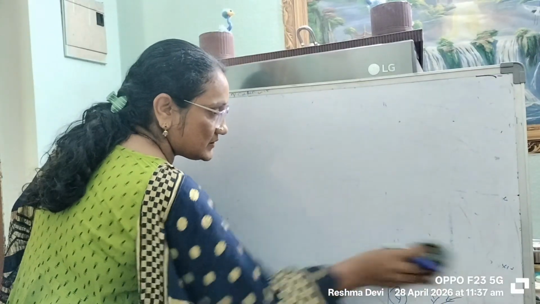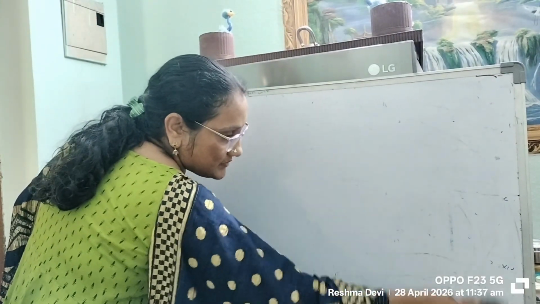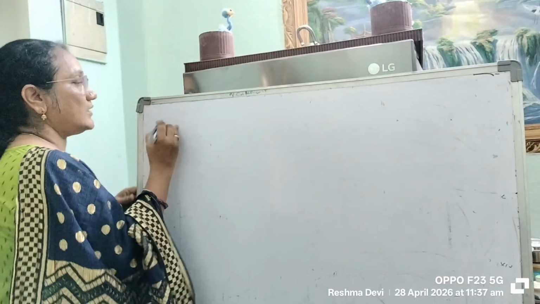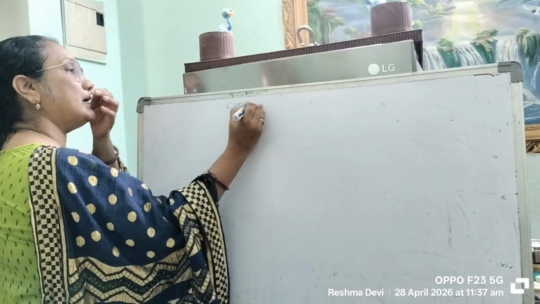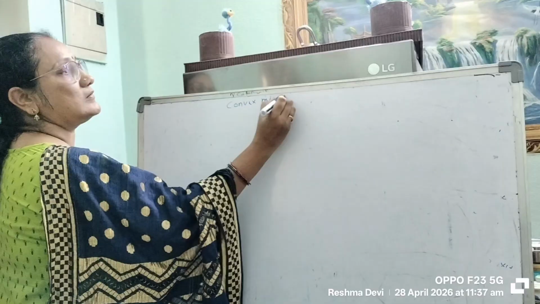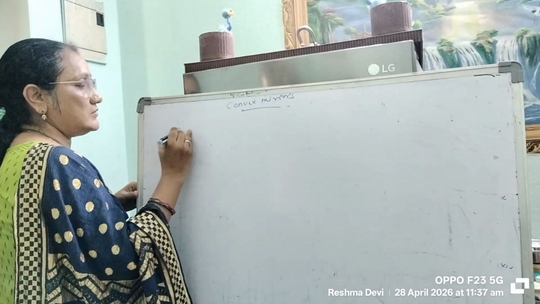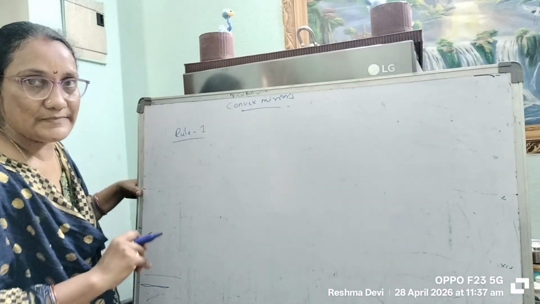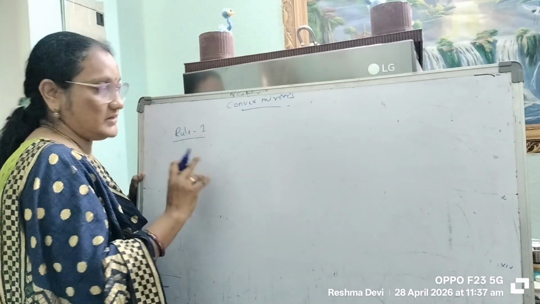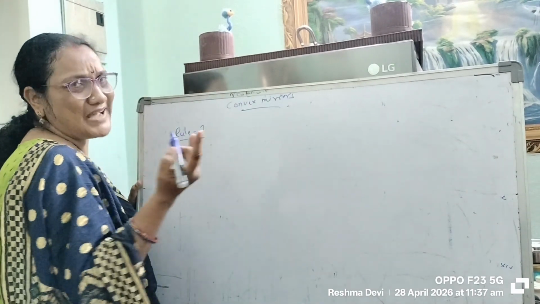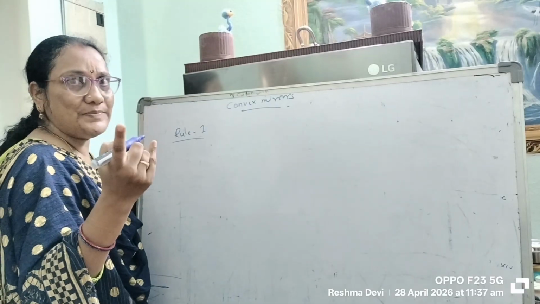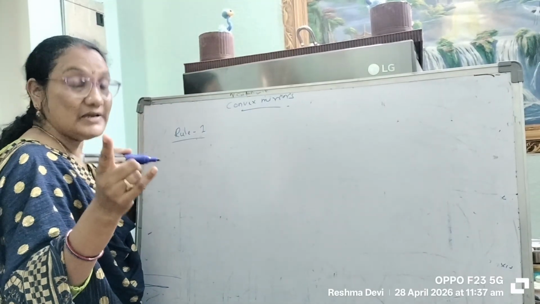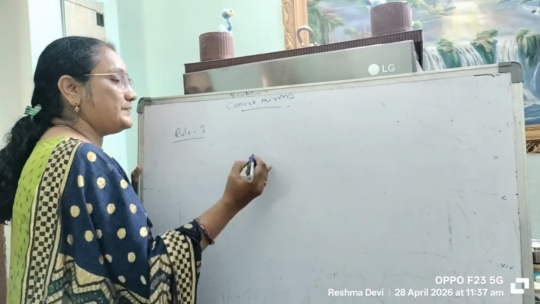Same rules, but the way of drawing the diagram is different. That's it. The rules are the same. Convex mirrors. Rule 1. As usual, rays traveling parallel to the principal axis, after reflection, pass through the focus point. But here, let us see what happens.